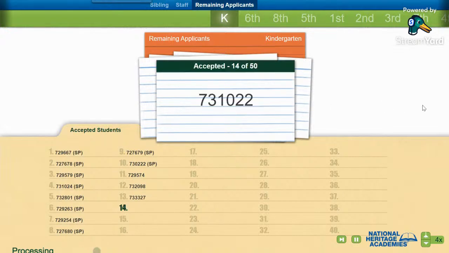733327 is accepted. 731022 accepted. 731978 accepted in kindergarten. 731020 accepted in kindergarten. 727682 accepted in kindergarten. 731102 accepted. 729954 accepted in kindergarten.